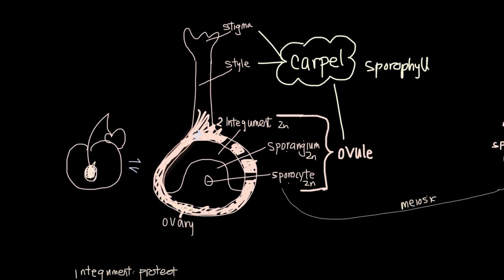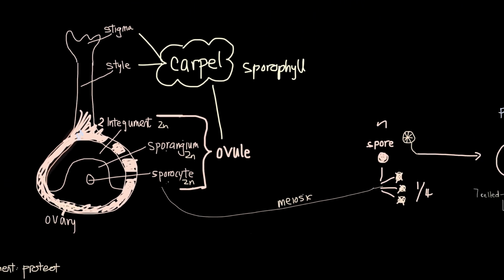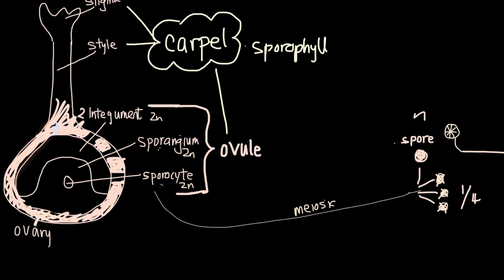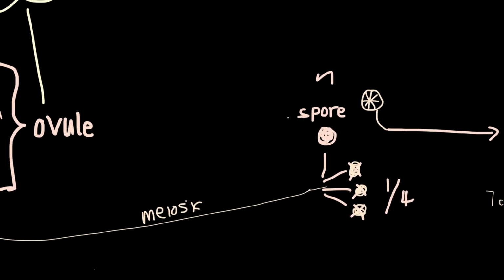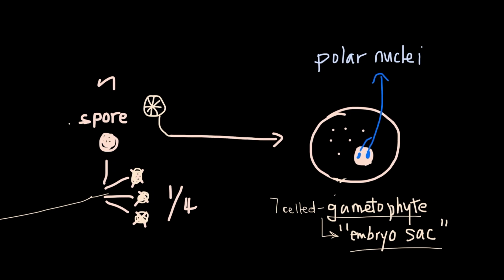It contains a sporocyte, which later undergoes meiosis to form megaspores or spores. So they can also say this is a megasporangium, a megasporocyte, megasporophyll, megaspore. Mega just means it's female. So the spore-producing cell, the sporocyte, will undergo meiosis to form 4 megaspores, but only one survives. The megaspore will divide and form a gametophyte.